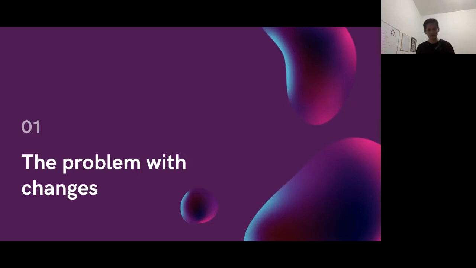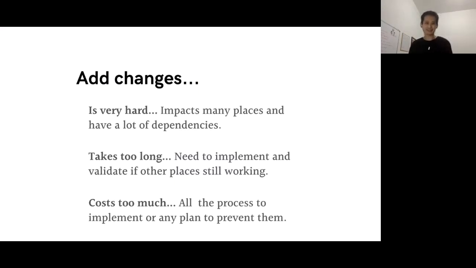And if you have been developing software for a while, probably you have noticed that adding changes during your development process, any kind of change, requirement changes, scope changes, and technological changes, especially those that modify your core architectural aspects, can become very difficult sometimes. You may find it difficult because they're simply very hard to implement. They impact many places and have a lot of dependencies on the place that you're changing.